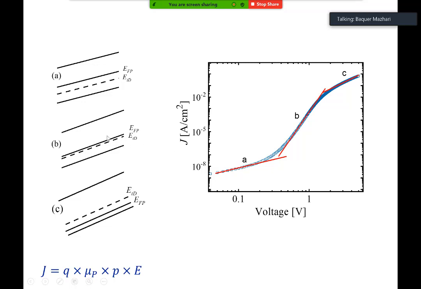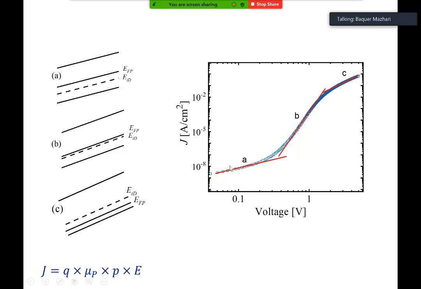But once you reach a voltage where the Fermi energy is crossing the trap level, you are modulating p also because of the changing trap occupancy. So p becomes a stronger function of voltage here, and current starts rising rapidly. But once you fill up all the traps, p again only changes because of the injection, the change in p with voltage becomes more linear, and the dependence of J on voltage becomes smaller.